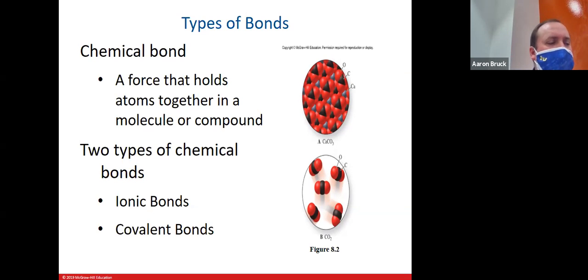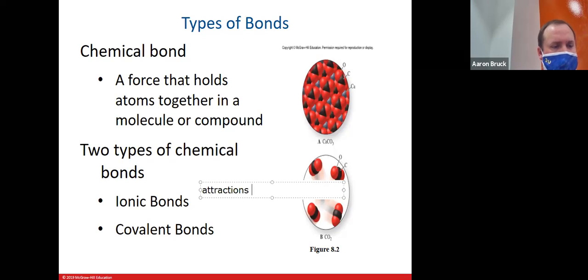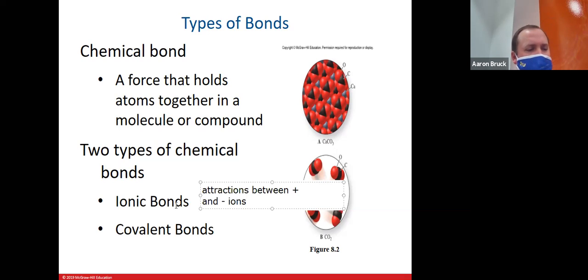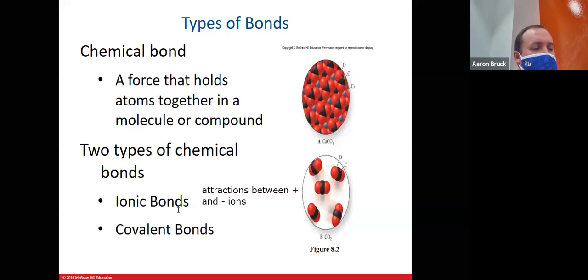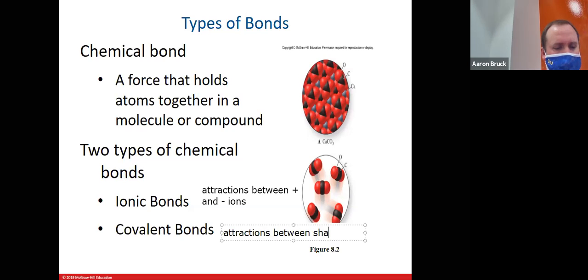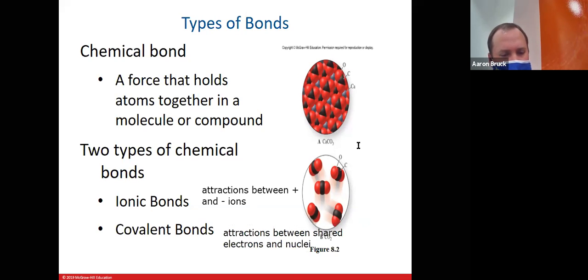Now, when it comes to bonding, there are two primary types of chemical bonds. There are your ionic bonds. Ionic bonds we've previously discussed. They form as a level of attraction between positive and negative ions. And then there are covalent bonds. These are attractions between shared electrons and the nuclei of those atoms.